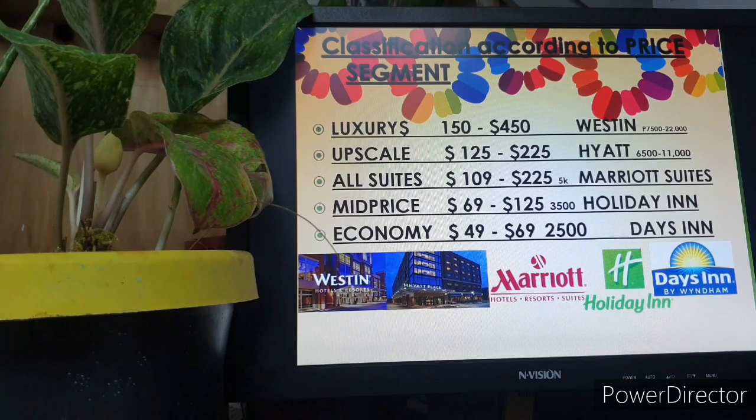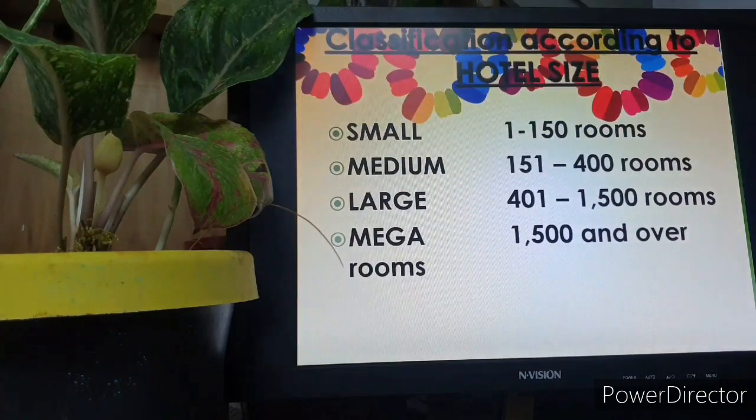Let's move on. According to hotel size, we have small, medium, large, and mega. If we're talking about small, that's 1 to 150 rooms; we classify that as a small hotel size. If we're talking about mega, that's 1,500 rooms and above.